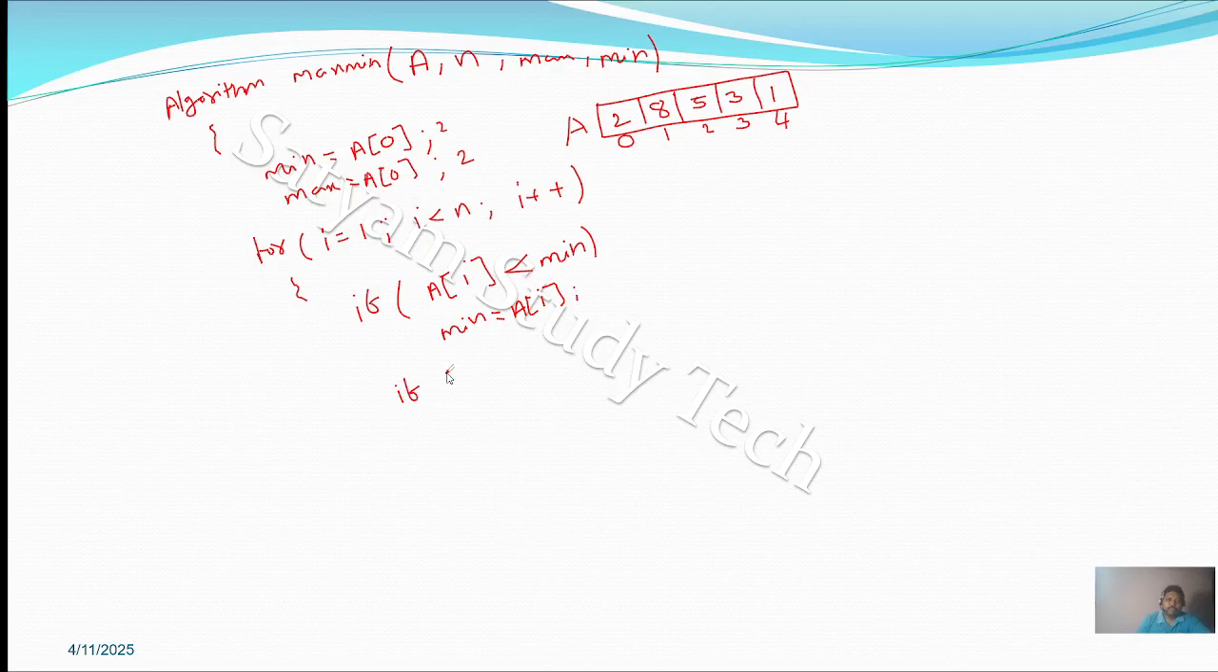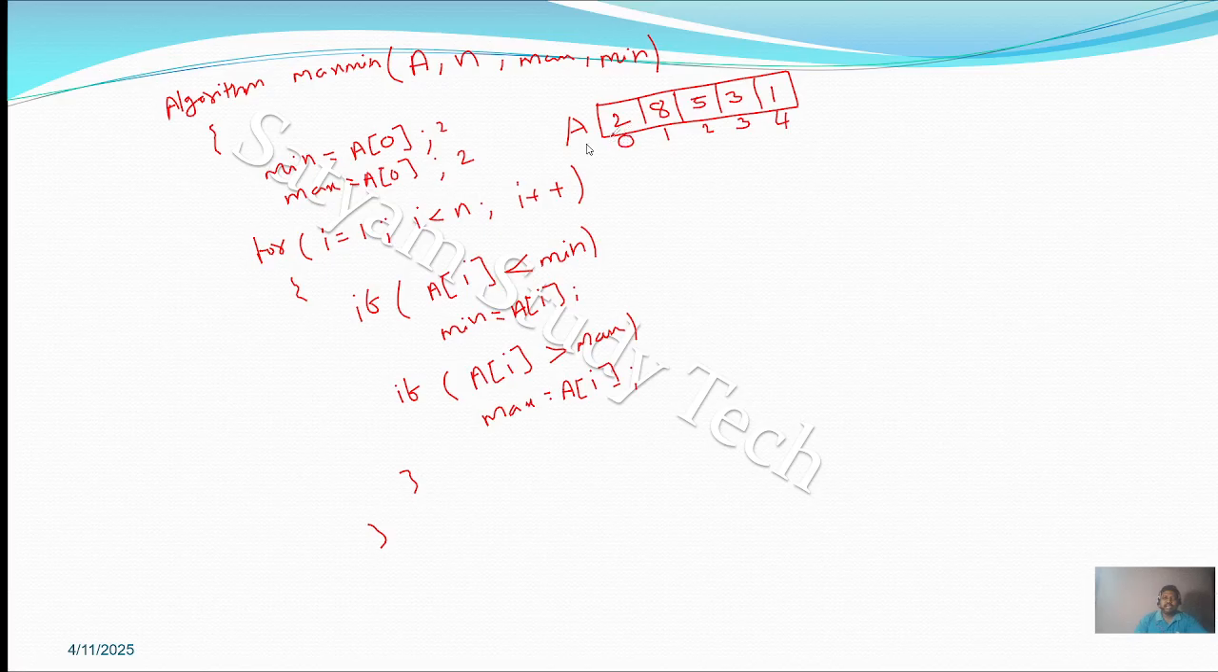If A of i is greater than max, then max equal to A of i. This is the straightforward method. You can find the minimum and maximum element in that array.